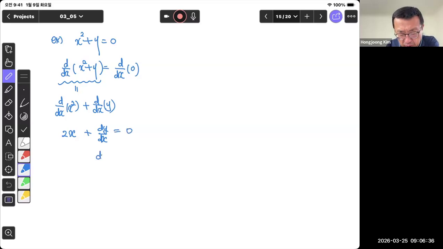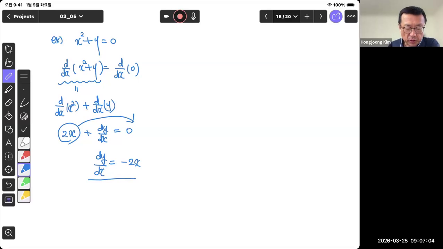Now, the term dy dx has dy dx, but as I said, a term like 2x does not have dy dx in it, so you need to move that term to the opposite side, the right hand side. So the equation will be dy dx equals negative 2x. So in this simple problem, dy dx is negative 2x. This is an implicit differentiation.